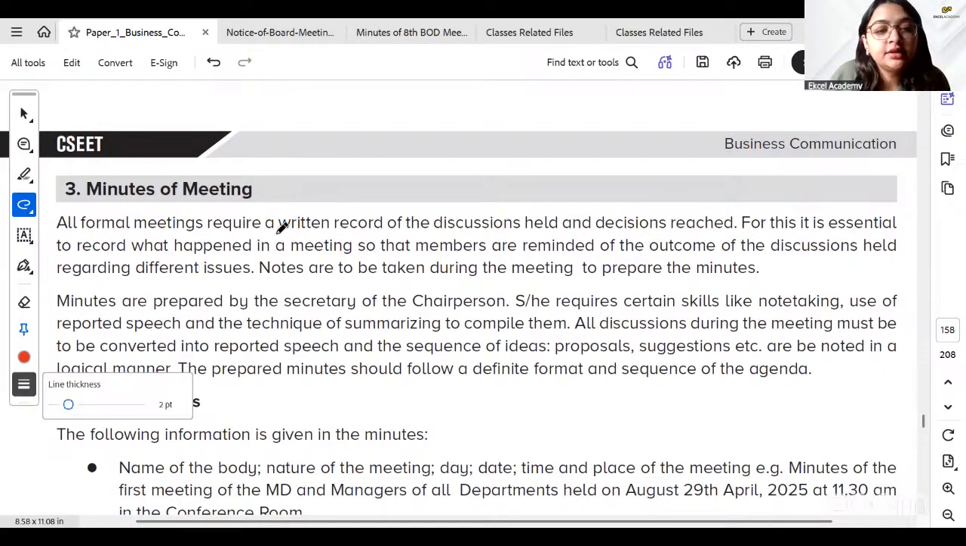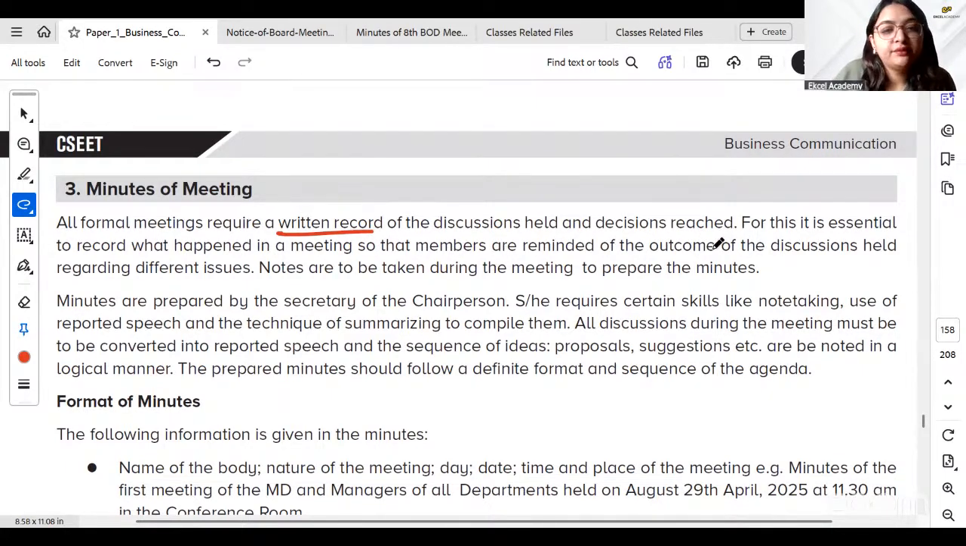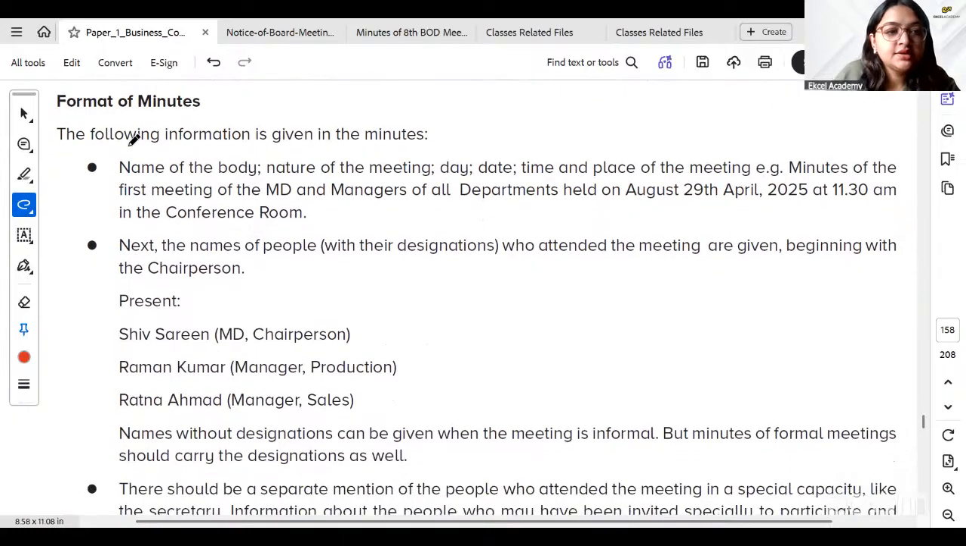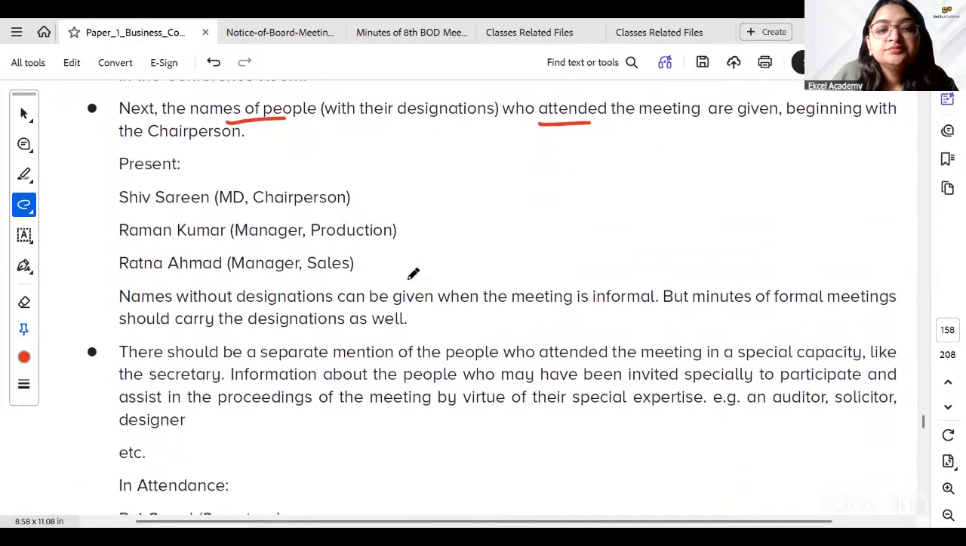So when we say minutes, what is it? It is a written record of all of the discussions held and the decisions that were reached. For this, it is essential to record what happened in the meeting so that the members are reminded of the outcome, right? They're prepared by the secretary. So we've discussed all of this. Then we have the format, saying first you need to have the name, the nature of the meeting, date and time, the name of the people who attended the meeting, right?